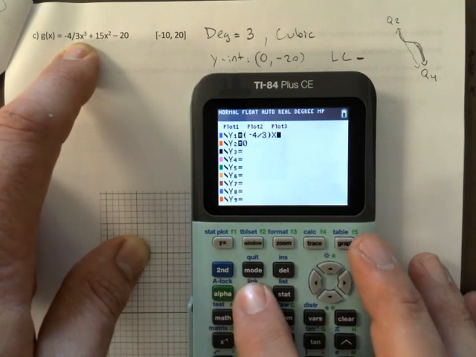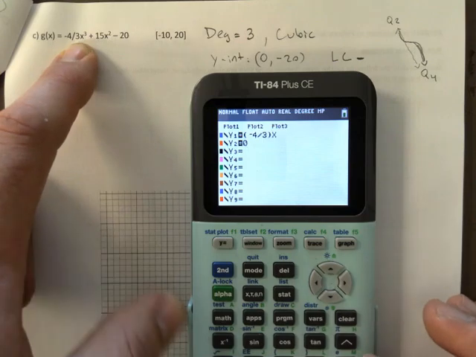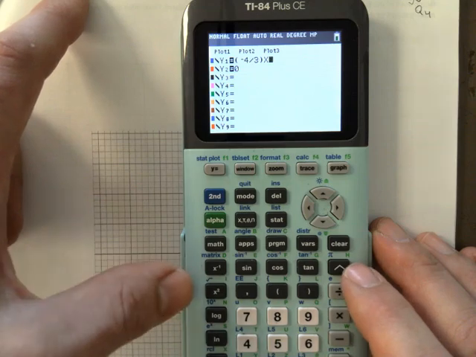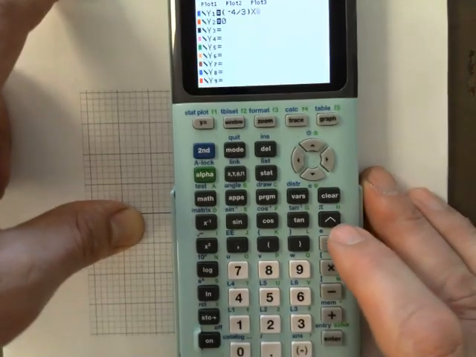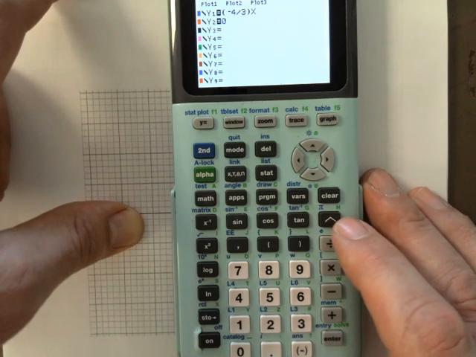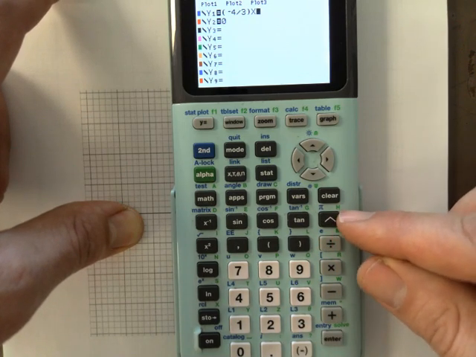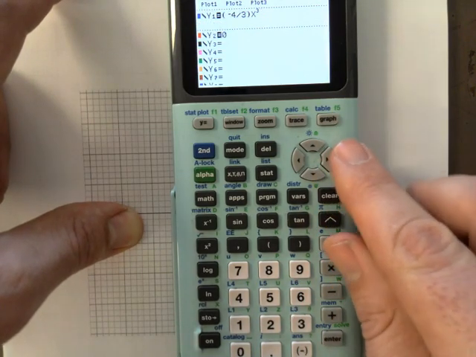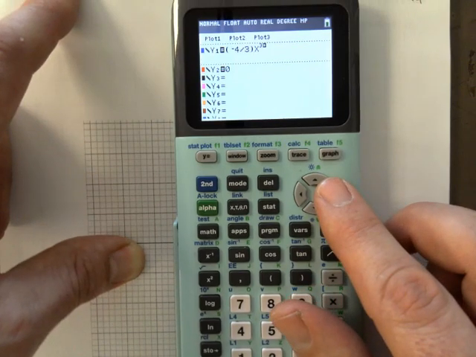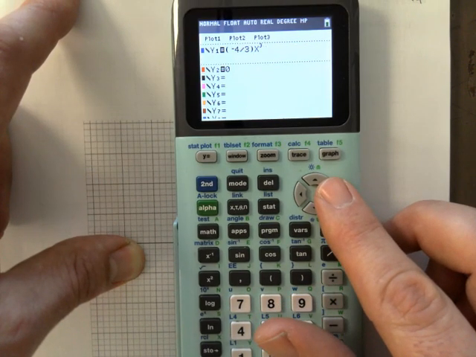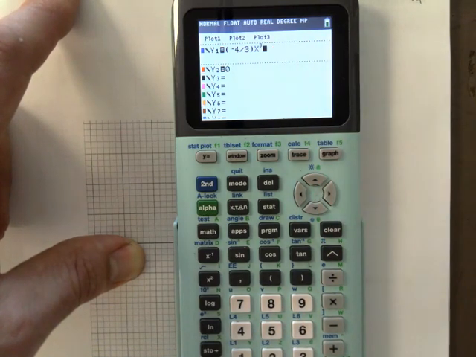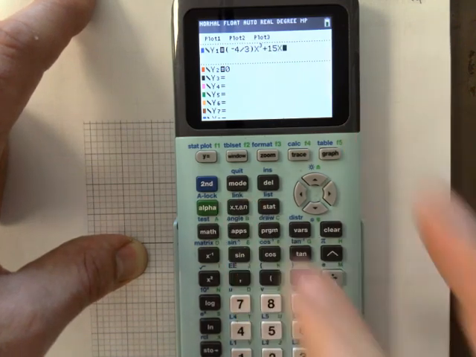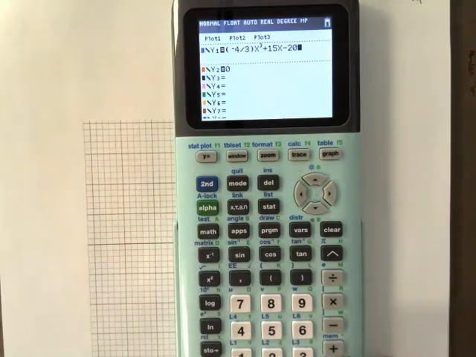And then I go x cubed. So this is the annoying part about this calculator. It doesn't have an x3 button, so you have to use this hat here. Look up here on the screen. My finger is right on it, the hat button. And then go 3, but watch out. You gotta go arrow sideways to come back down. Okay, you want the cursor to come back down. Otherwise, you're gonna add to the exponent. You don't want that. Plus 15x minus 20.